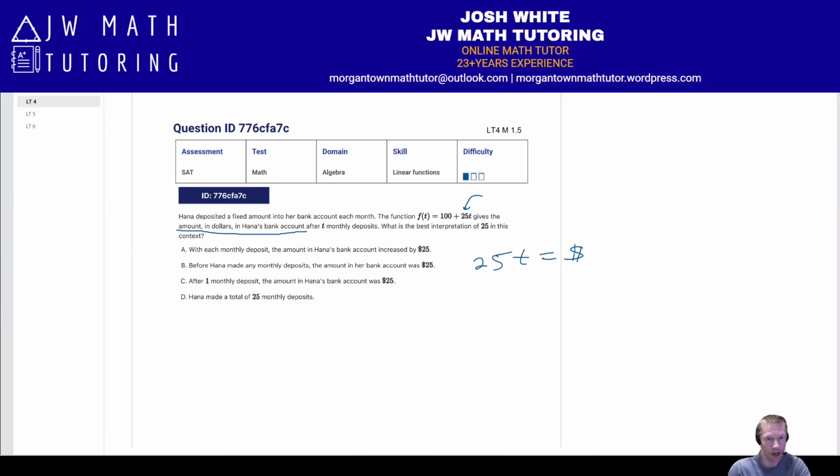Therefore, 25 is how much she's depositing each month. So the correct answer for this is just going to be letter A. Basically think of this, 25 is just the slope, right? It's the change in y over change in x. So for each additional deposit, the amount in the bank account is increasing by $25. And so that's basically what A literally says right here.